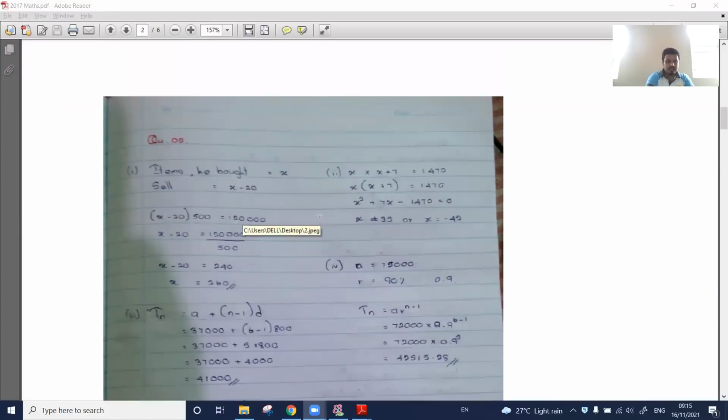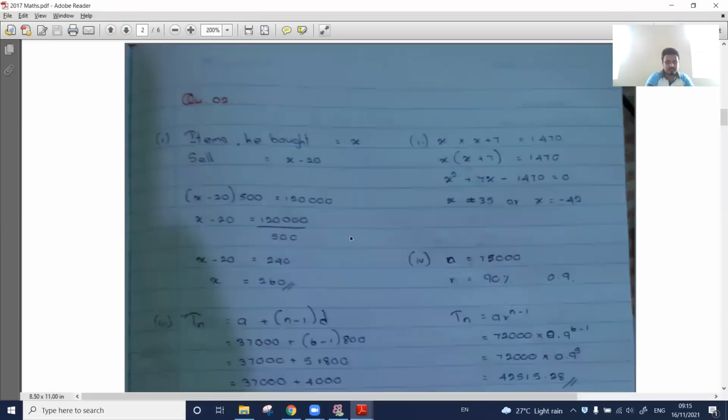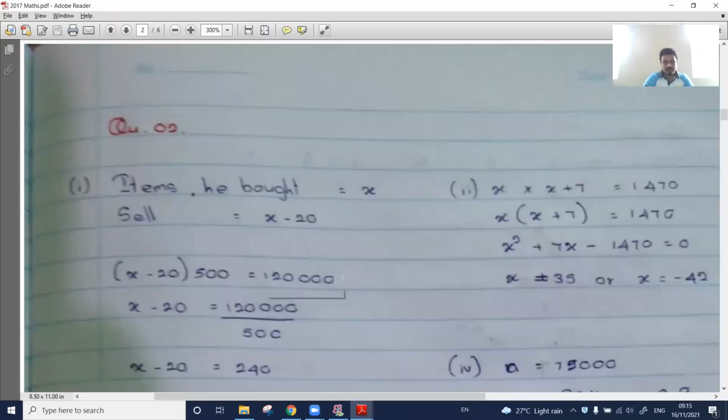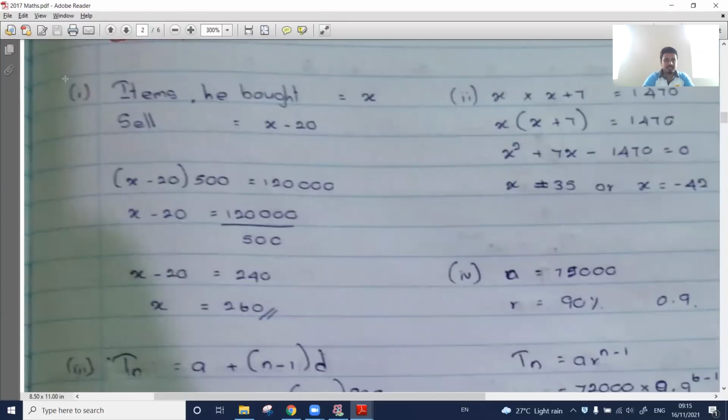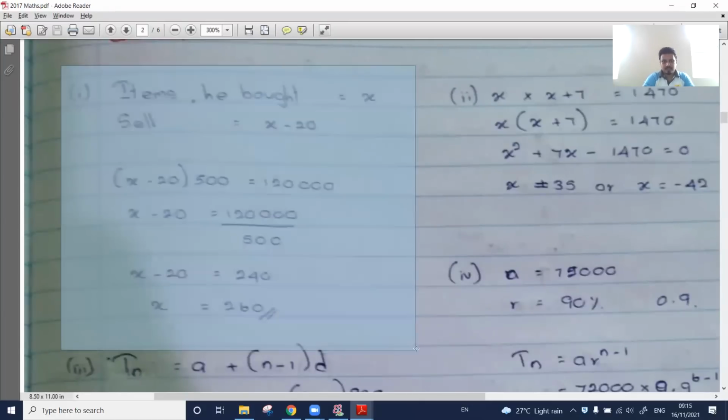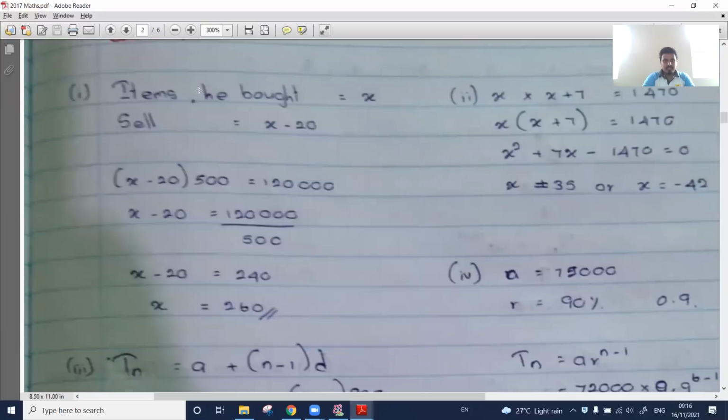Here we have question number 2, part 1. Here we have the answer. Yes, the items he bought. That is what we need to find. That value we don't know, so we'll assume it as X.